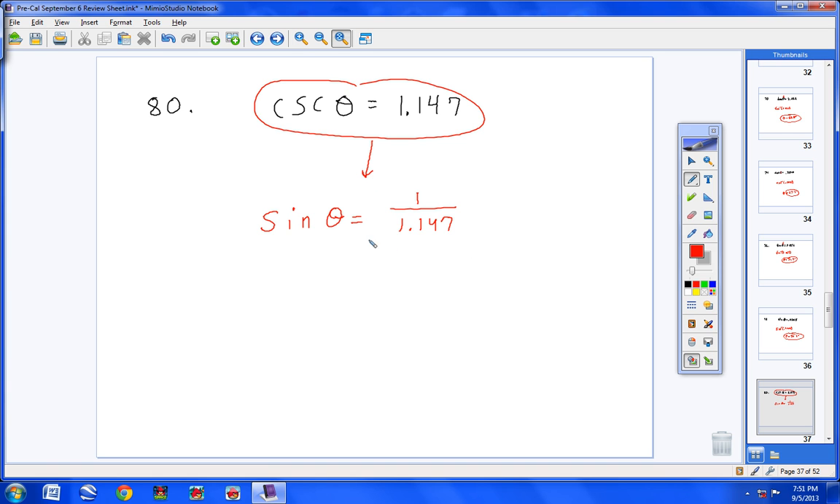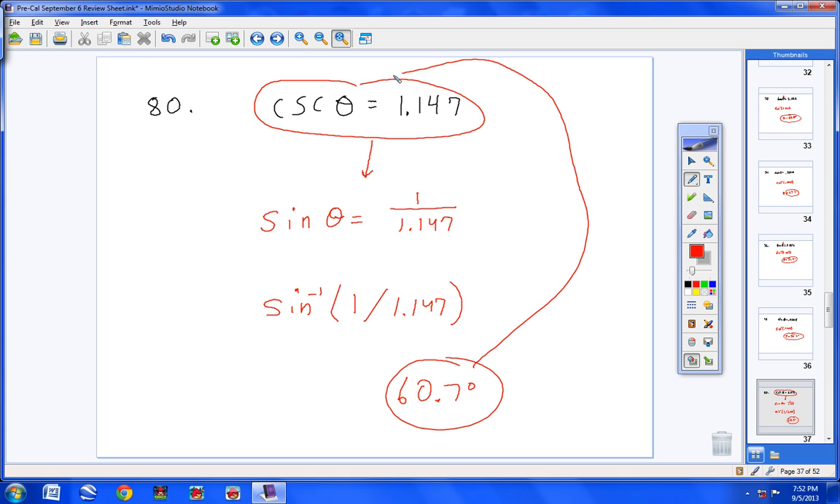So now let's go ahead and solve this. I would type second sine, and up pops sine to the -1, and then parentheses, and then type in 1 divided by 1.147, and then close the parentheses and hit enter, and you should get 60.7 degrees. So in other words, if you were to take the cosecant of 60.7, you will get 1.147.